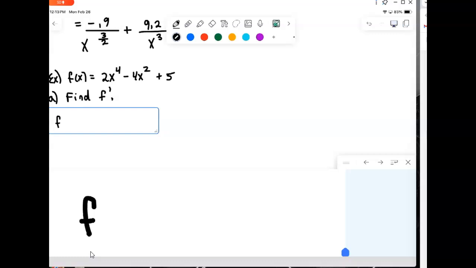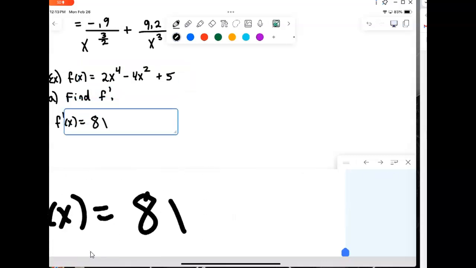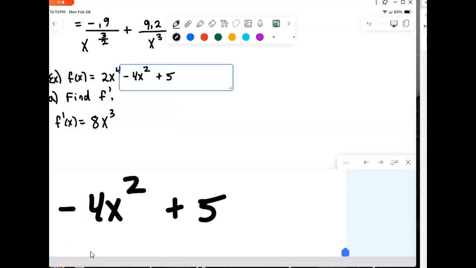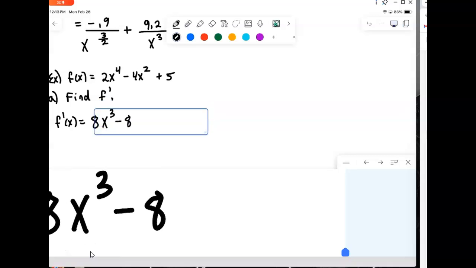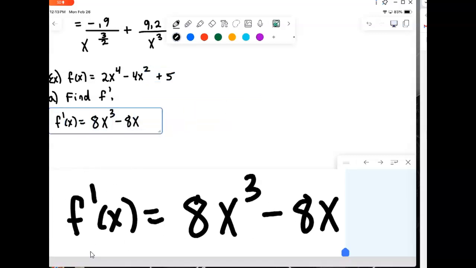So we're just using our power rule. The derivative of 2x to the fourth, we bring the 4 down. 2 times 4 is 8. Drop it by 1, get 8x cubed. And then 4x squared, bring the 2 down. 4 and 2 would be 8. And drop the exponent by 1 would leave us with just an 8x. And then 5, that's constant, so its derivative is 0. So the first question there, the derivative is f prime equals 8x cubed minus 8x. So pretty straightforward, we're just finding the derivative there.